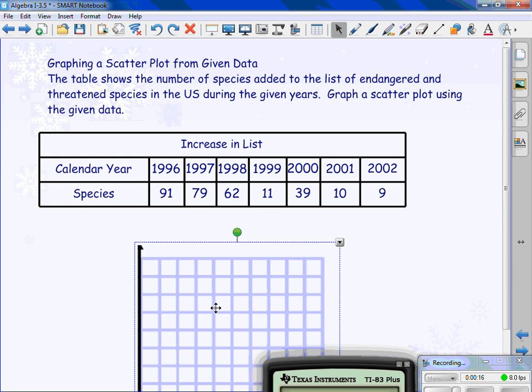When you have a scatter plot, it is just a graph that has points that are scattered all over the place. It's not a function where you can say, I put in 1 for x, I get an actual answer.